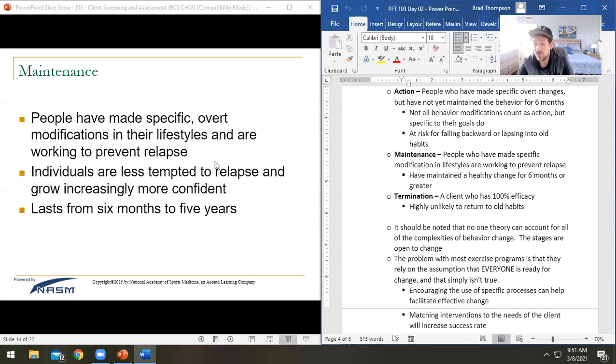Now, the clients in the maintenance phase, these are people who have actually made specific changes. They've maintained them for 6 months or greater, and it's become a habit. Very similarly to action, one of the best ways to make sure they never risk relapsing is to get them to go to the next level. Or one of my favorite methods is to get them to become a leader in other ways and lead other people towards taking a similar journey as them.